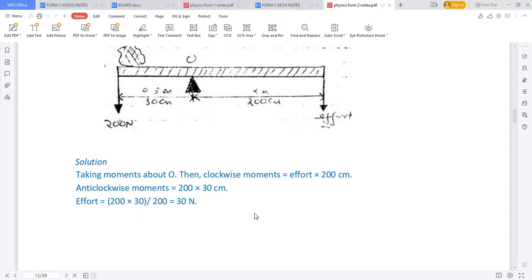The anti-clockwise moment is going to be 200 newtons times 30. So if you do that right, you're going to have 200 times effort is equal to 6,000. So divide both sides by 200 so that we get the effort. You're going to get 30 newtons.